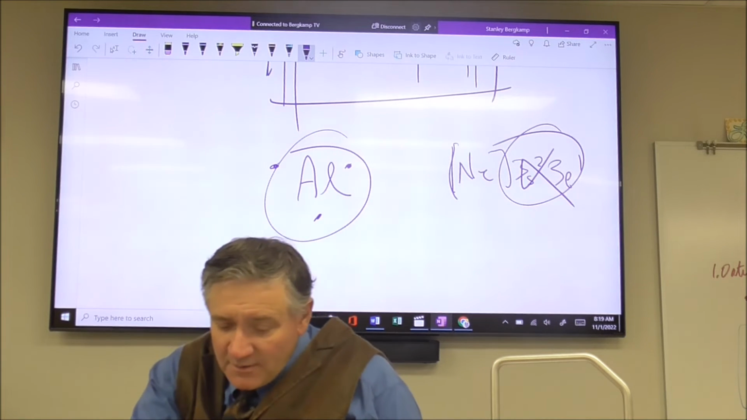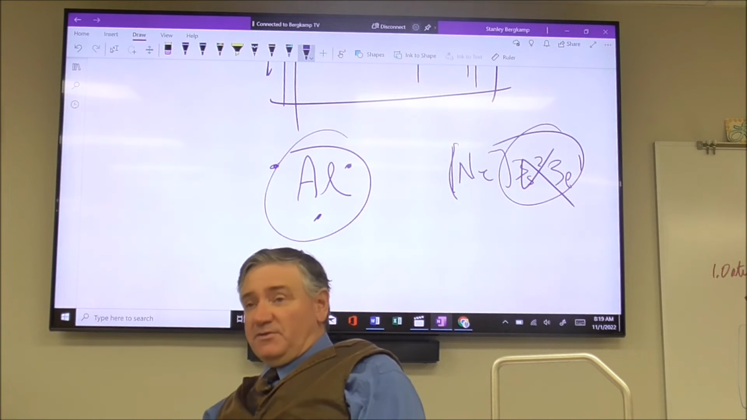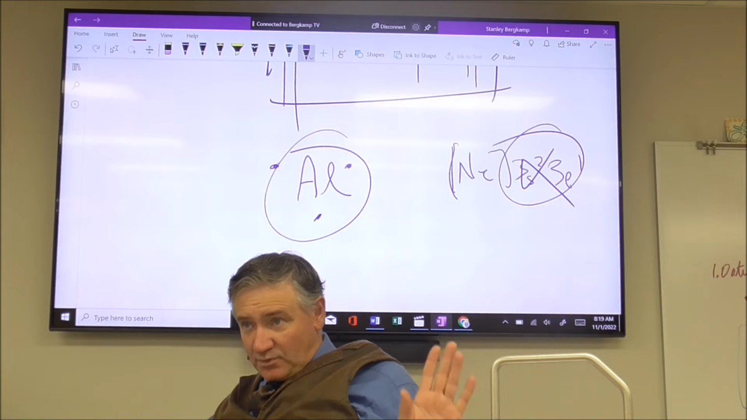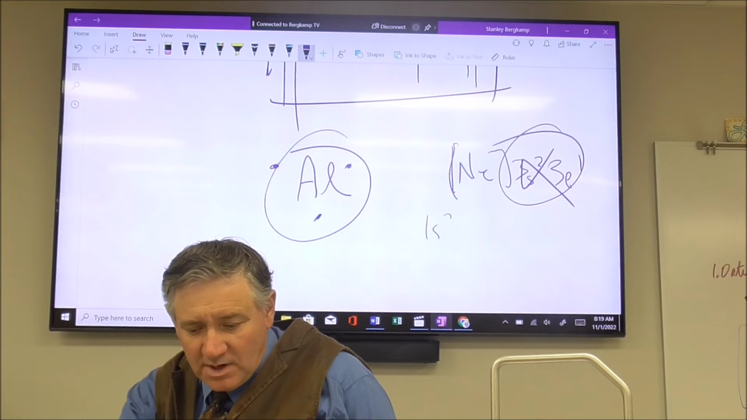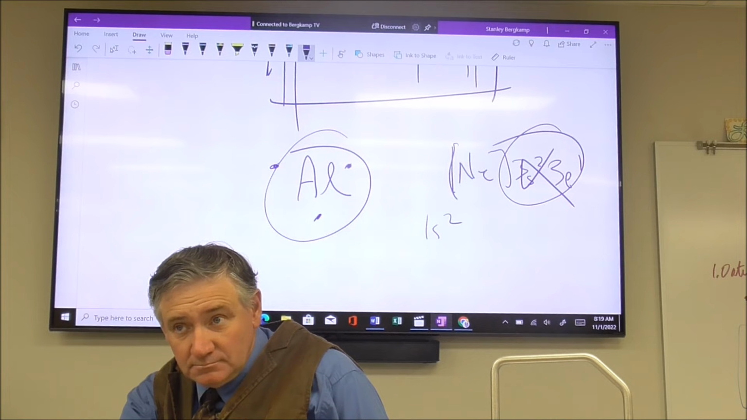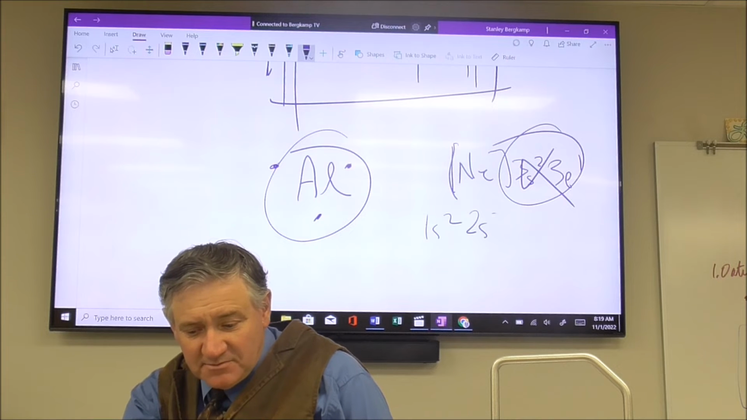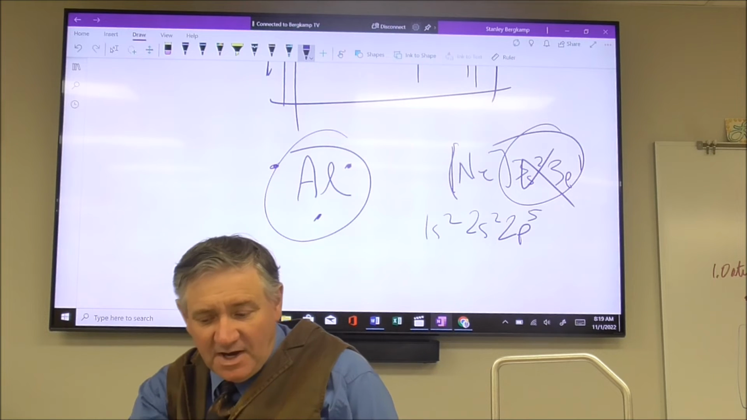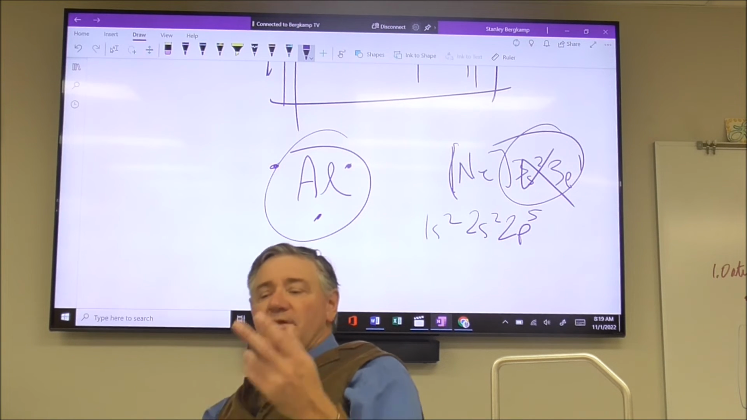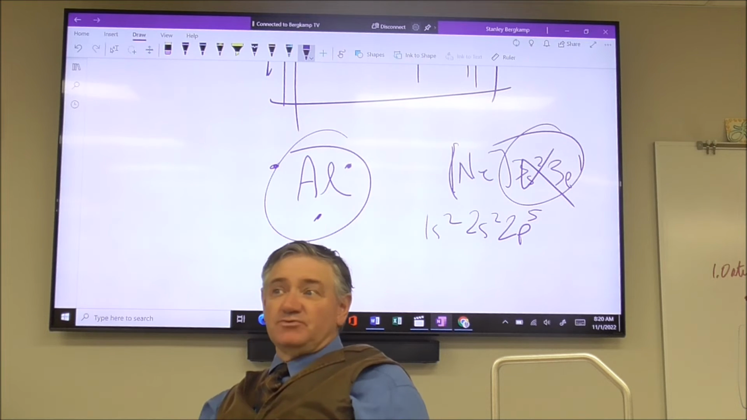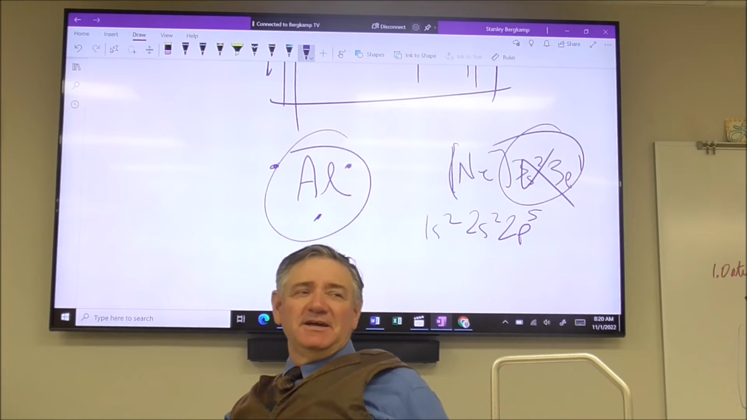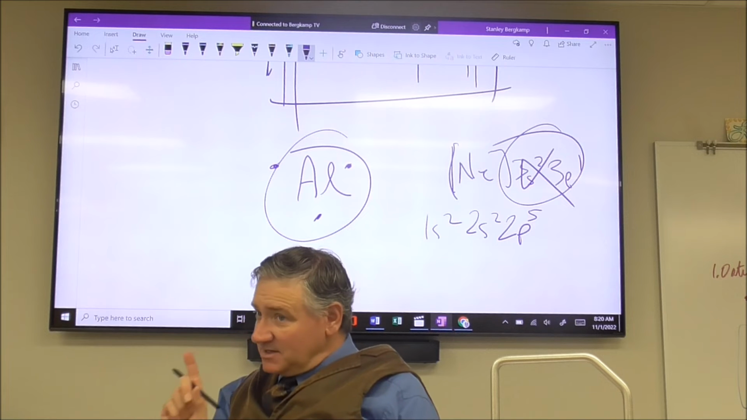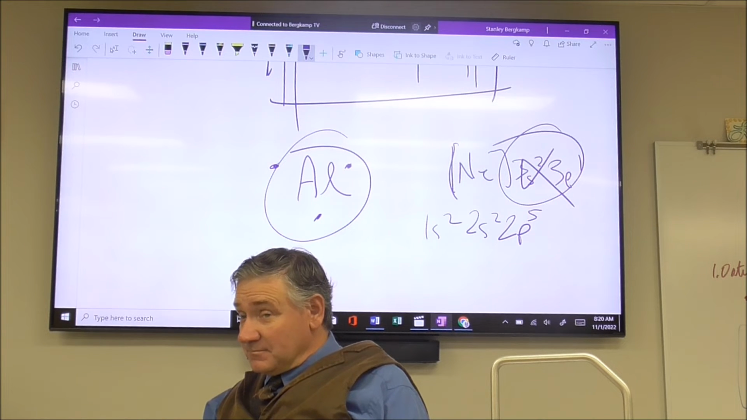Now, fluorine. If I said write the electron configuration for fluorine, what would you write down? 1s2, then 2s2, then 2p5. It's a halogen, right? It wants to fill that second energy level, and it's really, really close to the nucleus. So it wants to gain 1 electron. Because if it gains an electron, what's it going to look like? Neon.